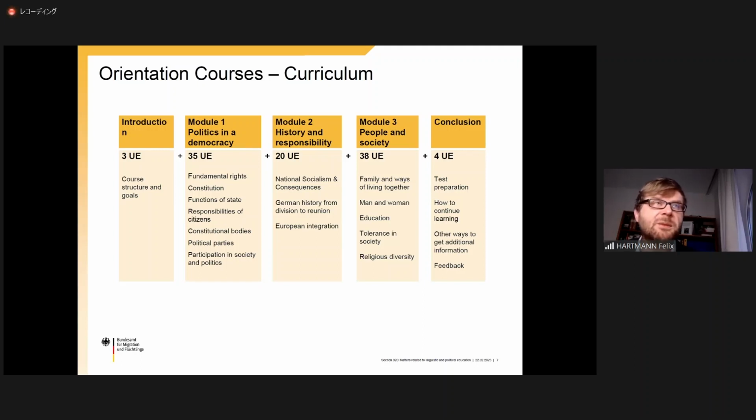They can leave the classroom and maybe go to a local museum or parliament building or city hall, or meet a politician or something to get some insights from outside. So this ahead, I want to present you the structure here. The first module is politics in a democracy. So starting with the constitution, we have fundamental rights, functions of state, responsibilities of citizens, constitutional bodies and political parties, but also participation in society and politics.